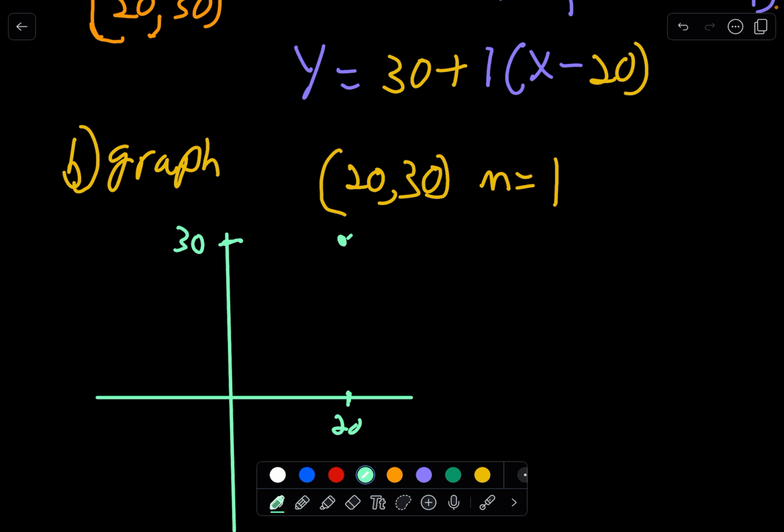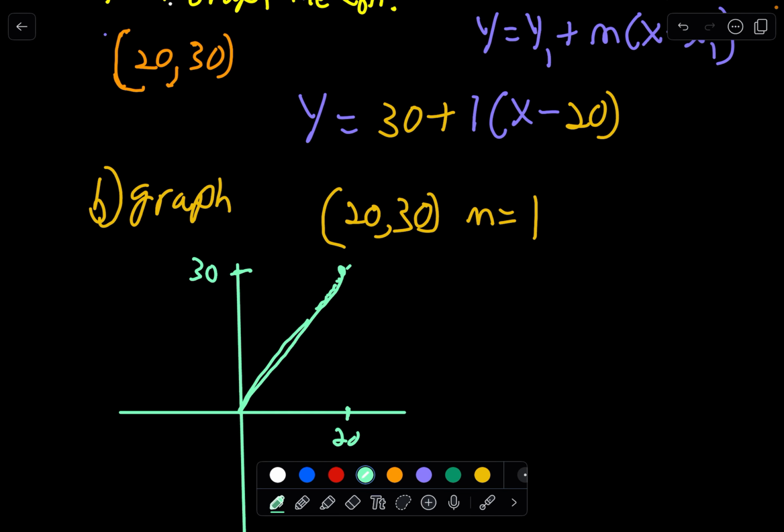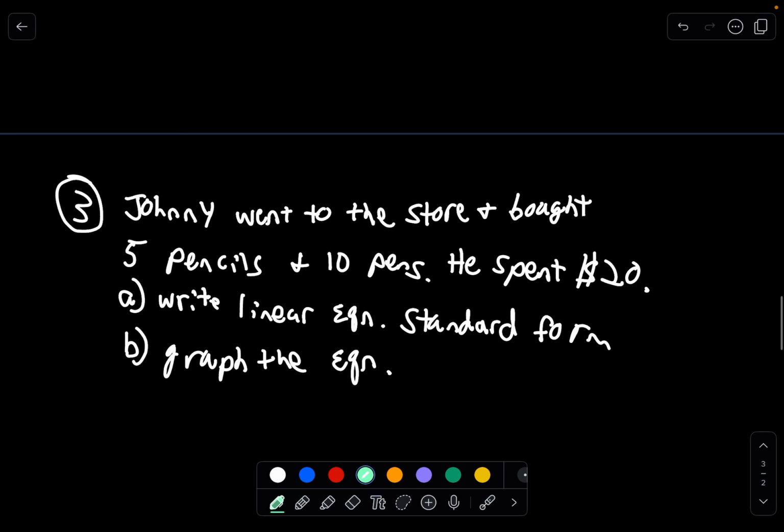So this turns out to be a line like this. Now you would actually use the physical slope of 1 over 1, up 1 to the right 1, and do it that way. It's kind of hard to show on such a large grid, okay? And there's the graph. The last question, question number 3.